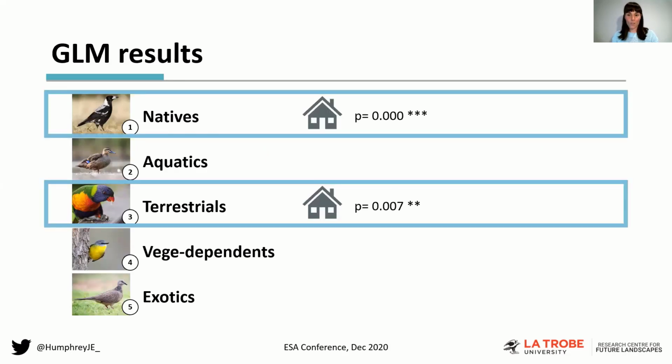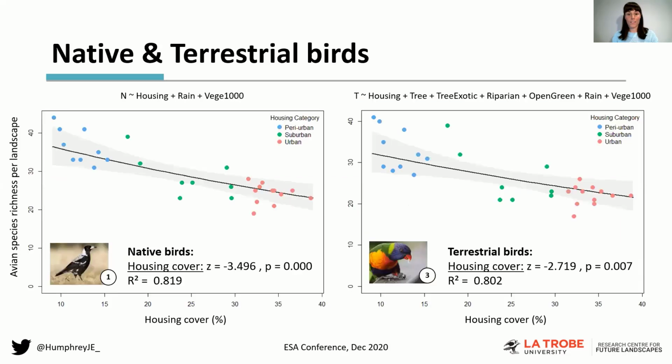For both natives and terrestrials, housing cover came out as a significant variable. These plots show the percentage cover of housing on the x-axis and the species richness of the bird group on the y-axis. They were generated by holding all variables except housing cover constant at the mean value. On the left, we have the native birds, and on the right, the terrestrial birds. As you can see, for both groups, housing cover has a strong negative relationship on species richness.